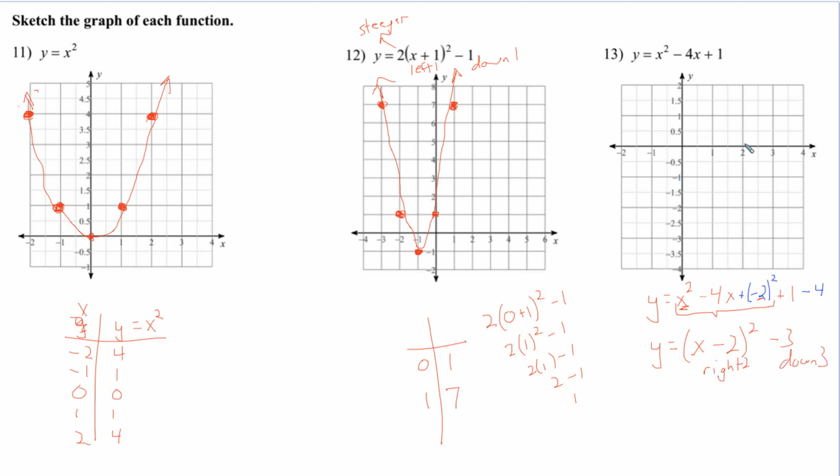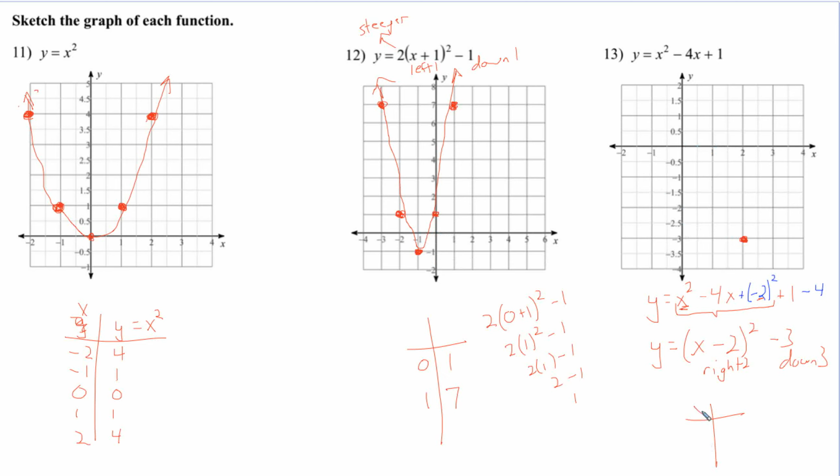So we're going to go right 2, down 3. It's going to be the vertex, and then we can pick 2 points. I'm going to pick 1 and 0. They're usually easy to work with. Over here I picked numbers to the right of the vertex. Now I'm going to the left.